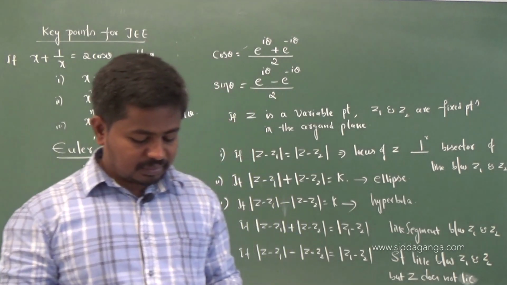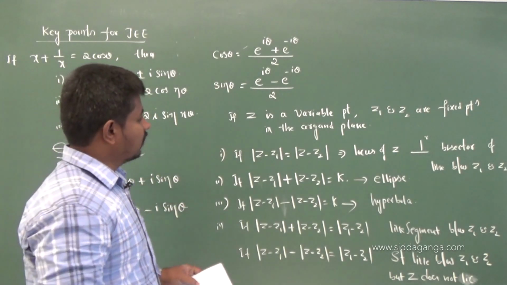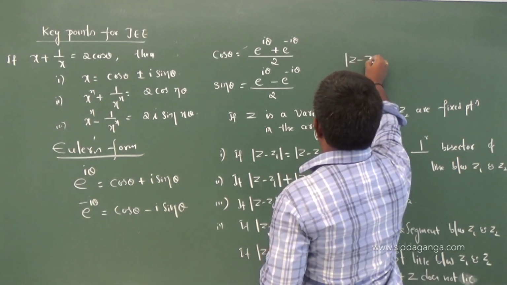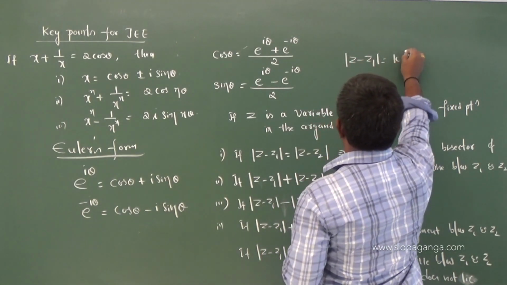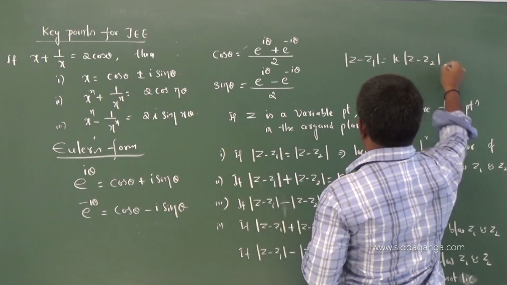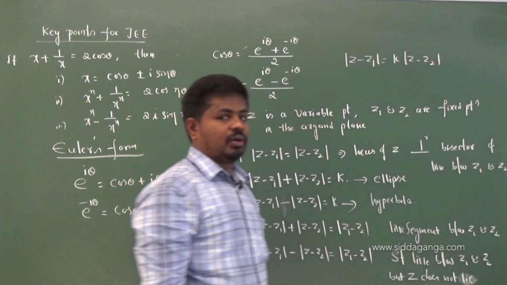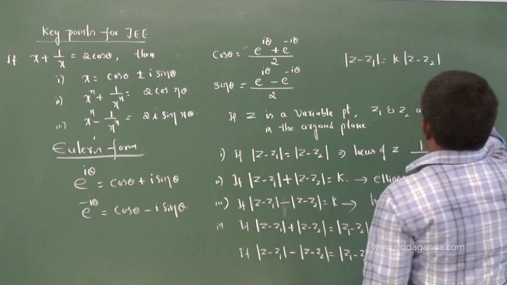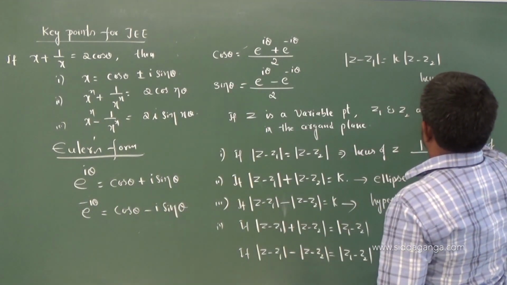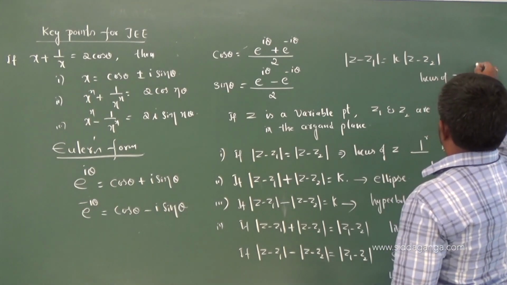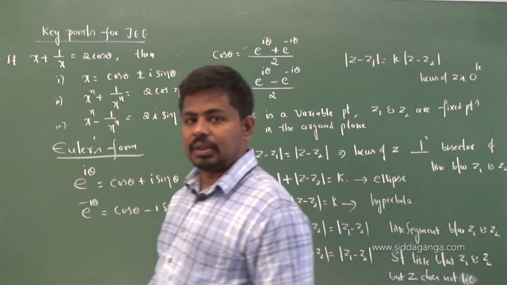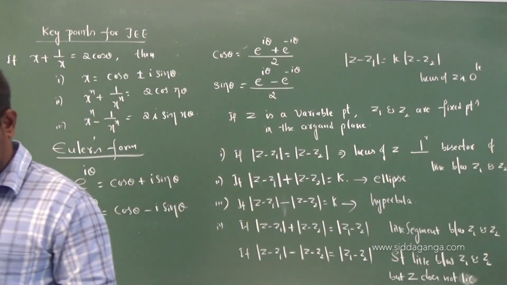Okay, so these are some important results, and one more result we have. |z minus z1| is equal to some k into |z minus z2|. If k is not equal to 1, then the locus of z is a circle. Okay, so these are some other important results.